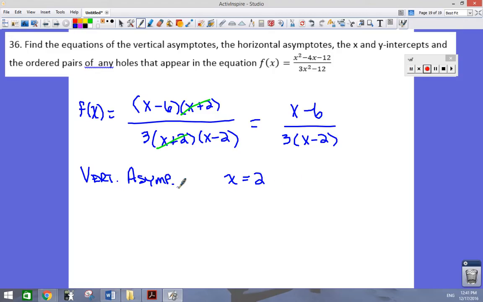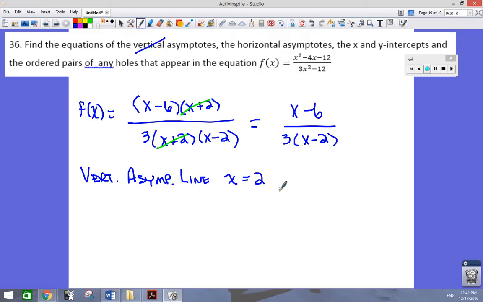And now I don't force you to write the word line there. I write the word line there just to emphasize to you that this represents infinitely many points and not just the single value like an x-intercept or y-intercept, like a coordinate of a point. This is representing infinitely many points. So we've got the vertical asymptote here.